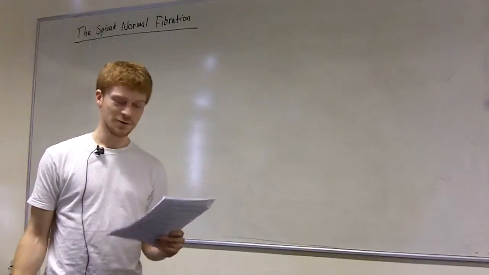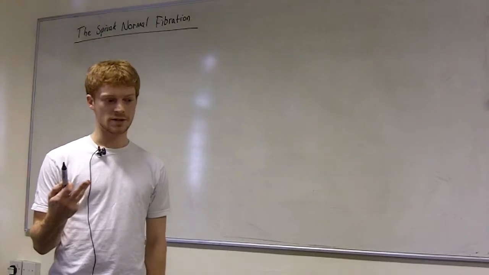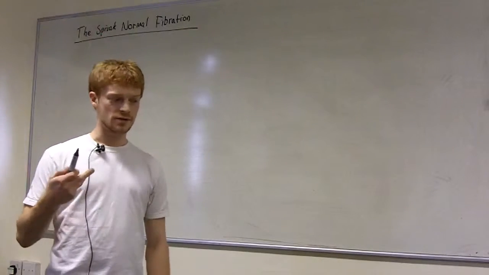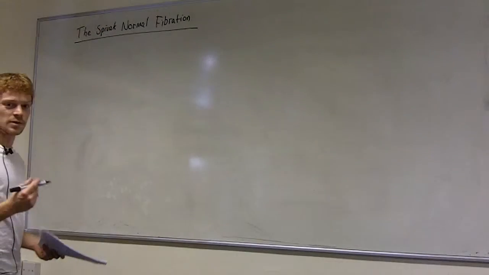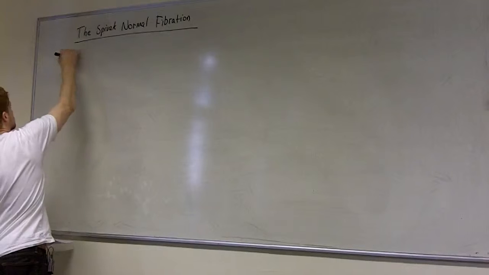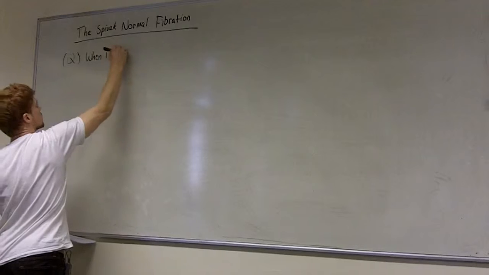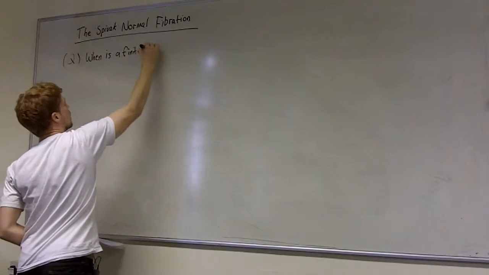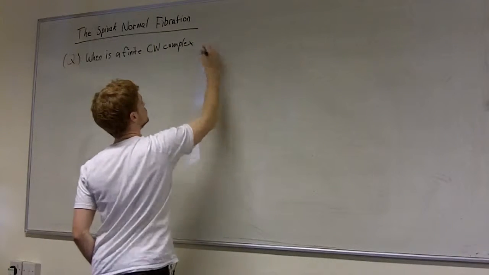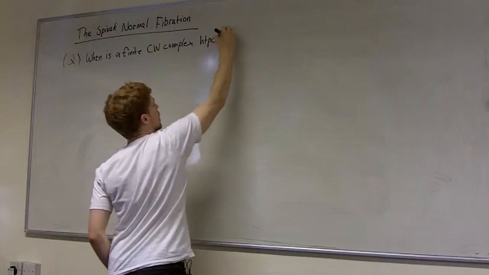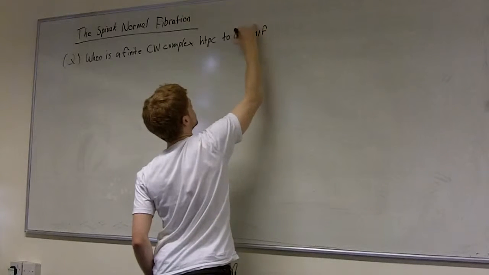Browder, Novikov, Sullivan and Wall formulated a systematic approach to this problem. But to understand their approach, we're going to have to start talking about a kind of auxiliary question. So the question this talk is going to be concerned with is: when is a finite CW complex homotopic to a manifold? Closed, I guess.